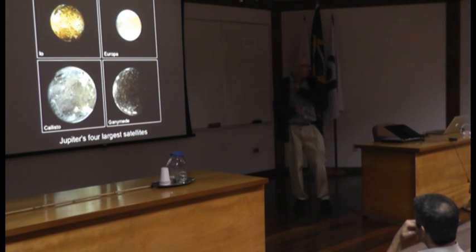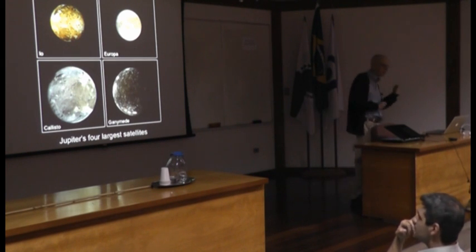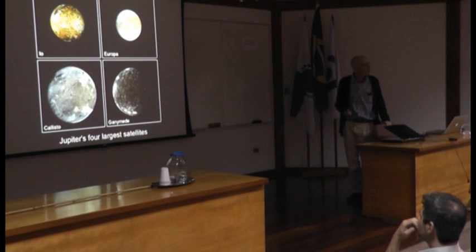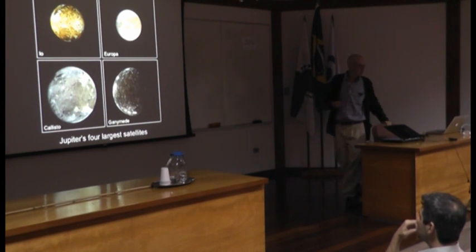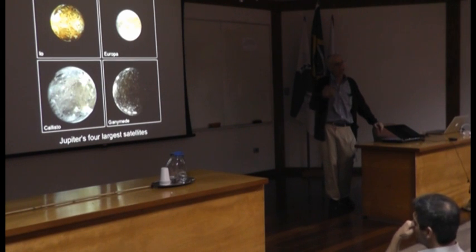And Europa is thought, based on this theory plus the fact that it has a very smooth surface, which indicates, well, first of all, its spectrum is water ice. It's smooth, which means a lot of melting.